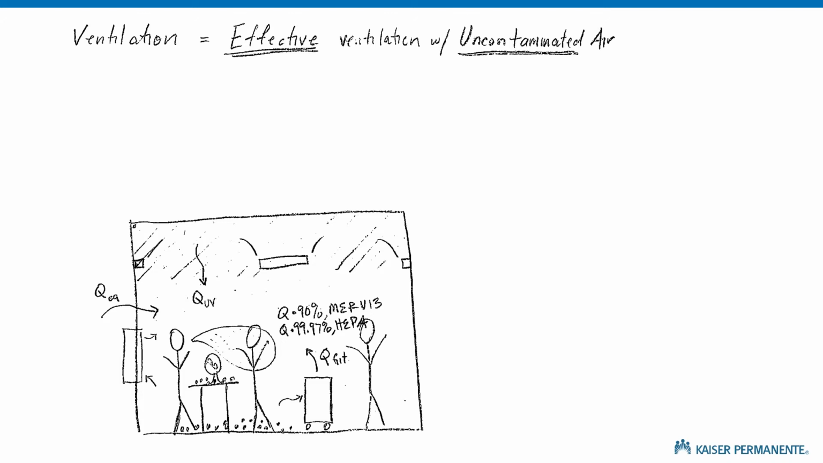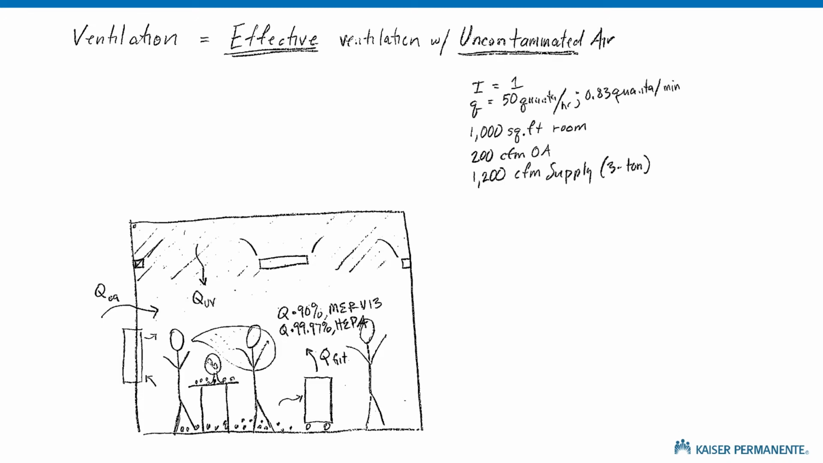So let's do an example using the Wells-Riley equation solved for the exposure time of 10% risk. Stick figure on the right is infected, producing 50 quanta per hour, 0.83 quanta per minute.